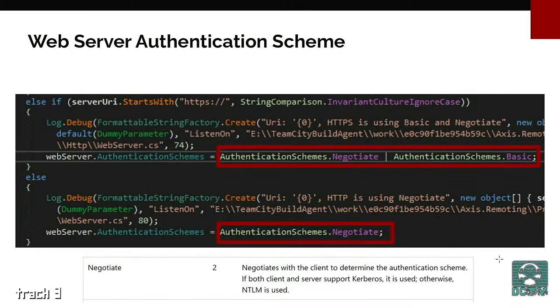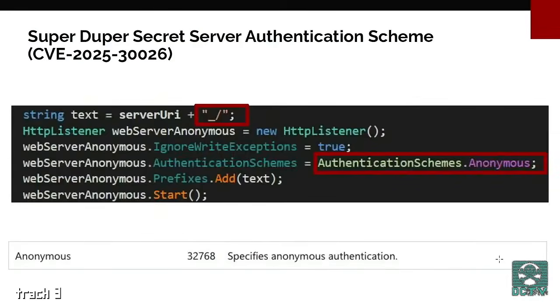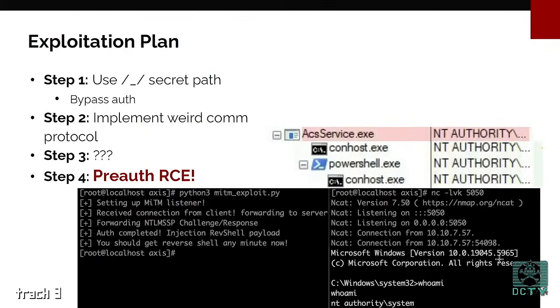However, after some more digging around, I found this super duper secret endpoint, which is /_/, which for some reason, I'm not sure why, supports the anonymous authentication schema, meaning we don't need to authenticate and we are able to use it.